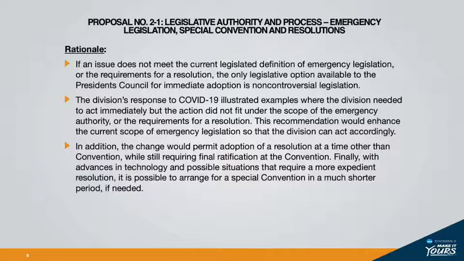Due to COVID-19, there were instances where the division needed to act immediately, but the action did not fit under the scope of the emergency authority or resolution requirements. This proposal will enhance the current scope of emergency legislation so that the division can act accordingly. In addition, the change would permit adoption of a resolution at a time other than convention, while still requiring final ratification at the convention. Finally, with advances in technology and possible situations that require a more expedient resolution, it is possible to arrange for a special convention in a much shorter period of time if needed. If adopted, this proposal will have an immediate effective date.